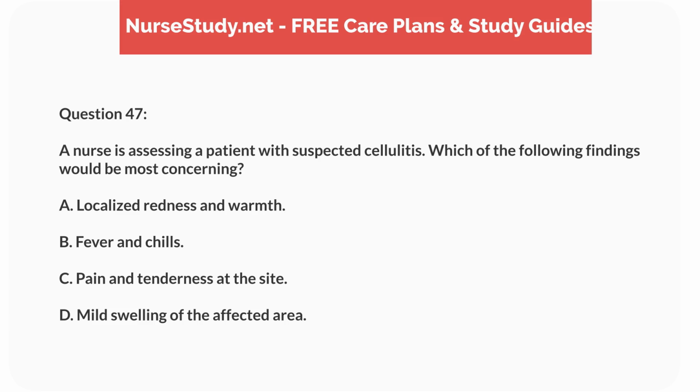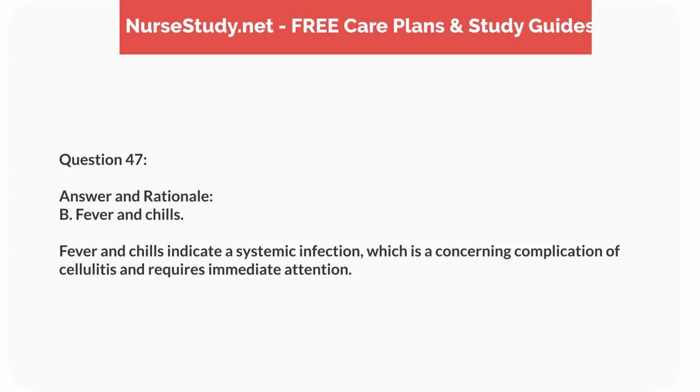Question 47. A nurse is assessing a patient with suspected cellulitis. Which of the following findings would be most concerning? A. Localized redness and warmth. B. Fever and chills. C. Pain and tenderness at the site. D. Mild swelling of the affected area. Answer and rationale. B. Fever and chills. Fever and chills indicate a systemic infection, which is a concerning complication of cellulitis and requires immediate attention.